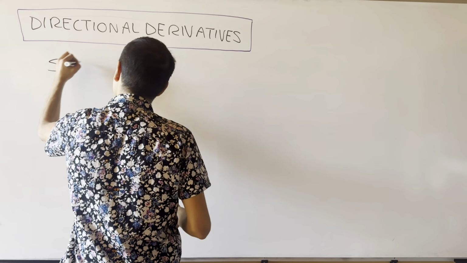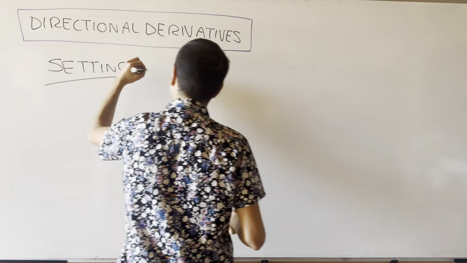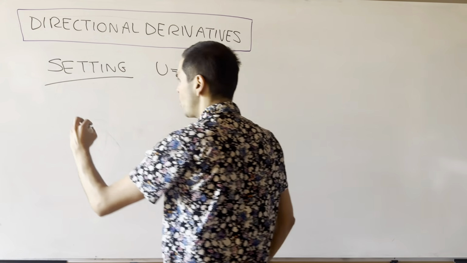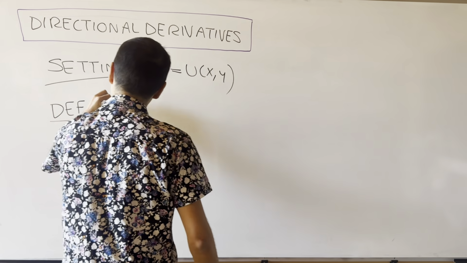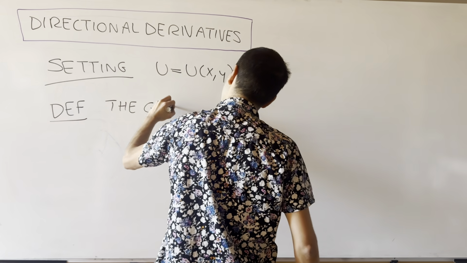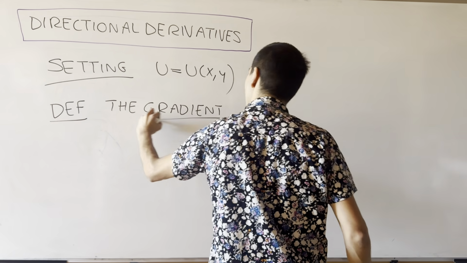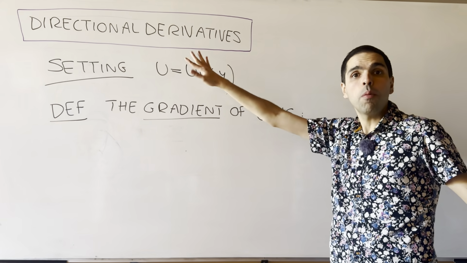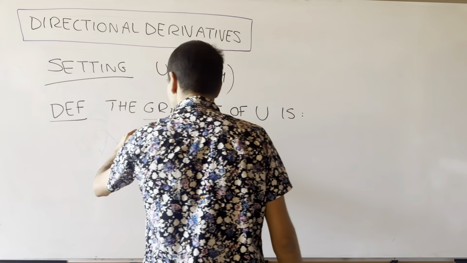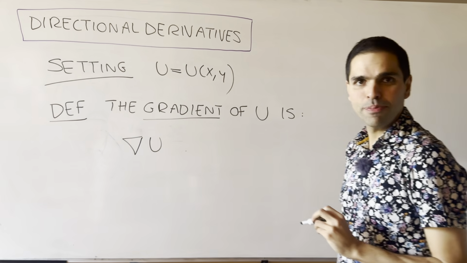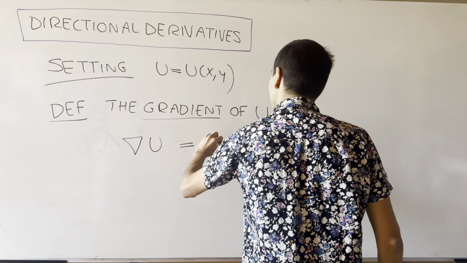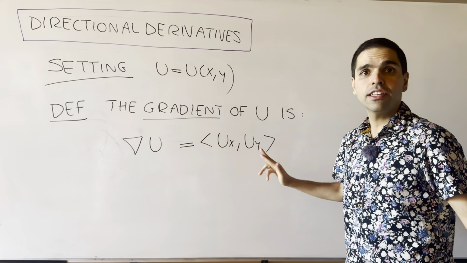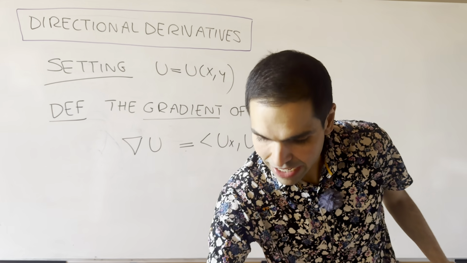So, setting: suppose u is a function of x and y here. Then the gradient of u is simply the vector of all possible derivatives of u. So we write this as nabla u, or upside-down delta u, is (ux, uy). So you collect the x derivative and the y derivative and put it in a vector.